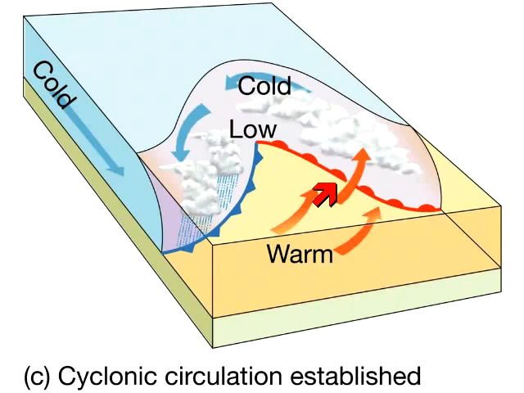A warm front on a weather map is illustrated by a line with red semicircles. A cold front on a weather map is illustrated by a line with blue triangular spikes. At this stage, we have developed counterclockwise cyclonic circulation. A low pressure area forms. Low pressure causes converging winds, clouds, and precipitation.